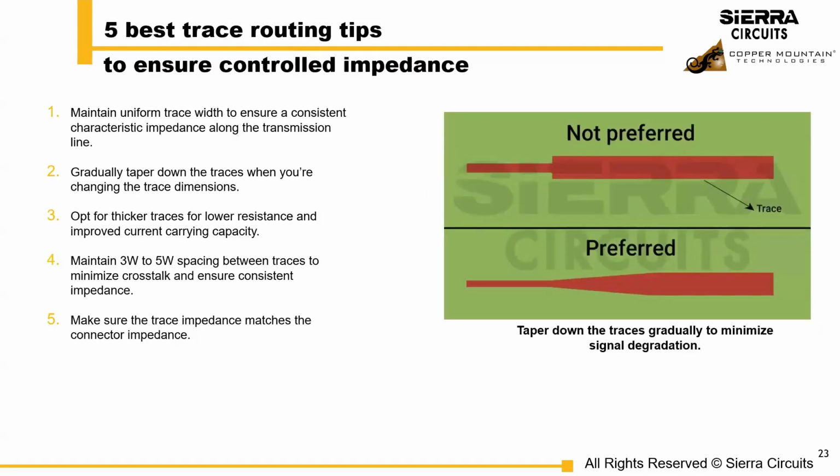So some other best practice routing tips to ensure controlled impedance. You want to maintain uniform trace widths to ensure consistent characteristic impedance along the transmission line. You can gradually taper down the traces when you're changing the trace dimensions. You can opt for thicker traces for lower resistance and improved current carrying capacity. And you can maintain, if you can, a 3W spacing between traces to minimize crosstalk and ensure consistent impedance.